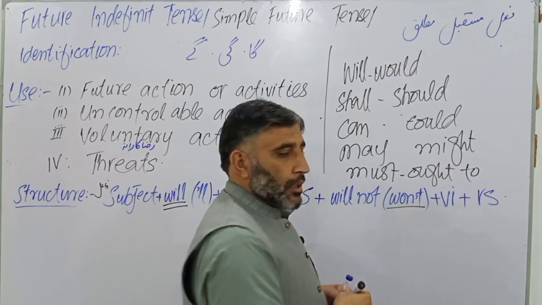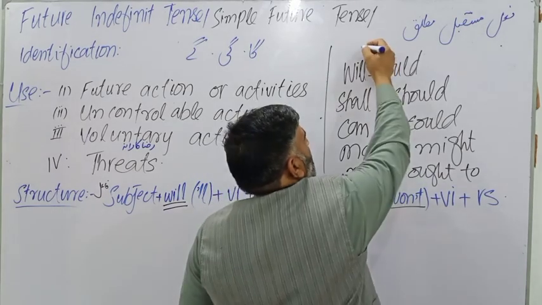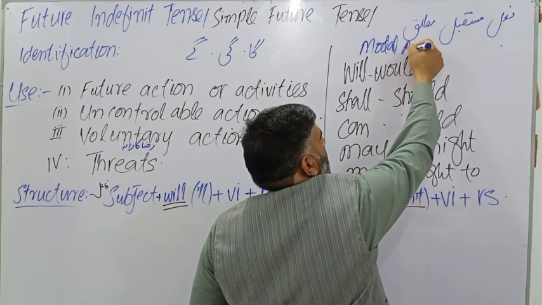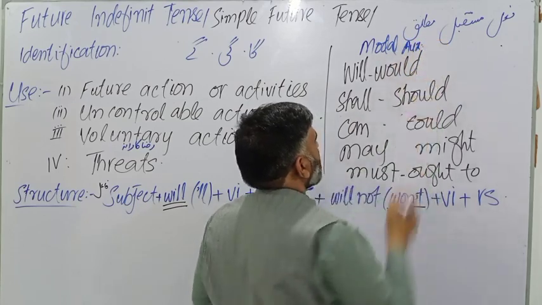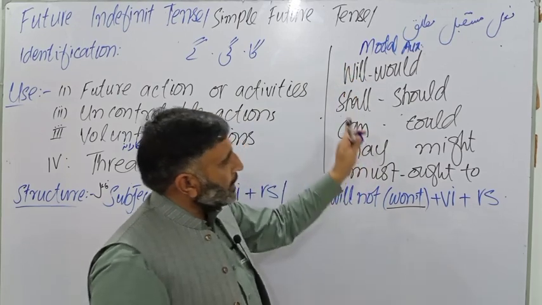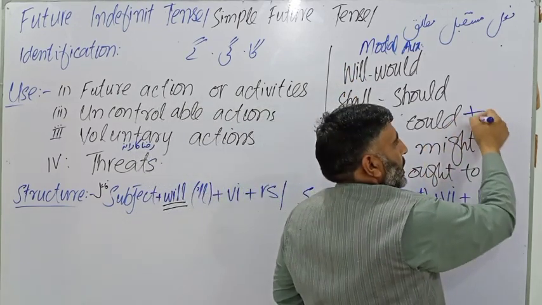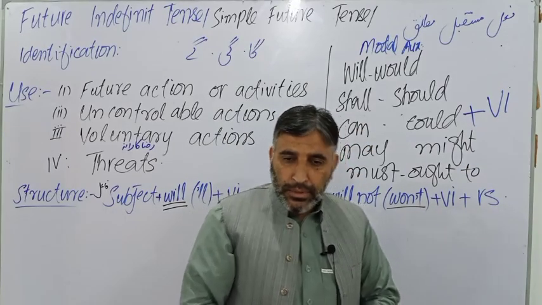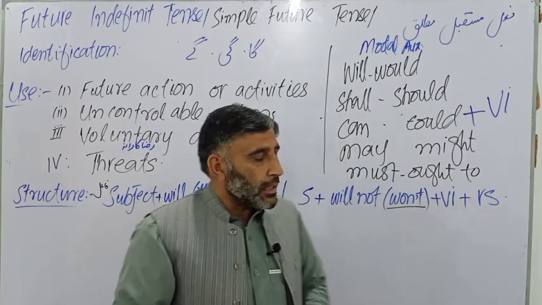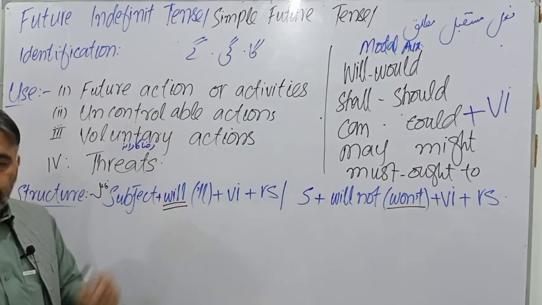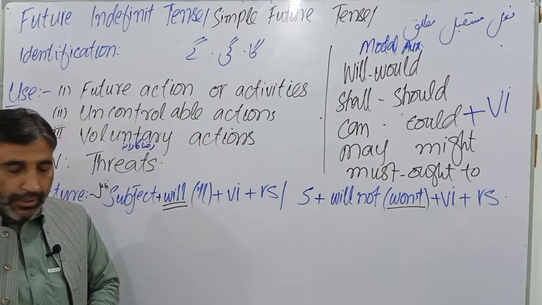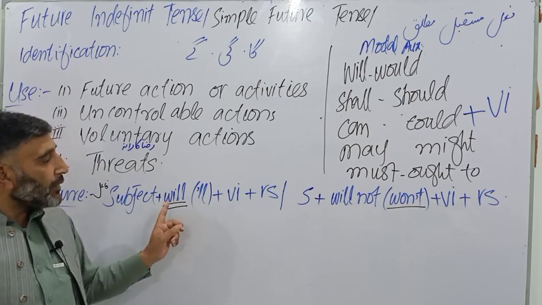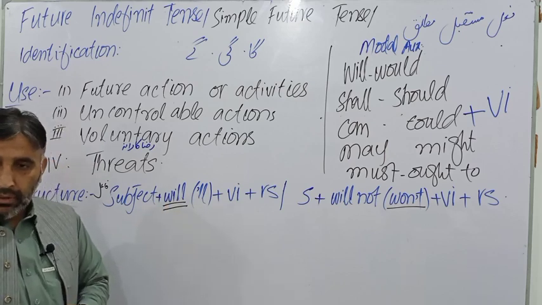So they are called modal auxiliaries. What are they? मॉडल ऑक्सिलरी इमदादी अफ़ाल हैं। And after all these modal auxiliaries we will use verb first form. We will use verb which form? First form. Sometimes most of the students commit this mistake that they use after will the ing form of the verb or present participle form. They say I will going to Peshawar tomorrow, so that is wrong. I will go to Peshawar tomorrow.